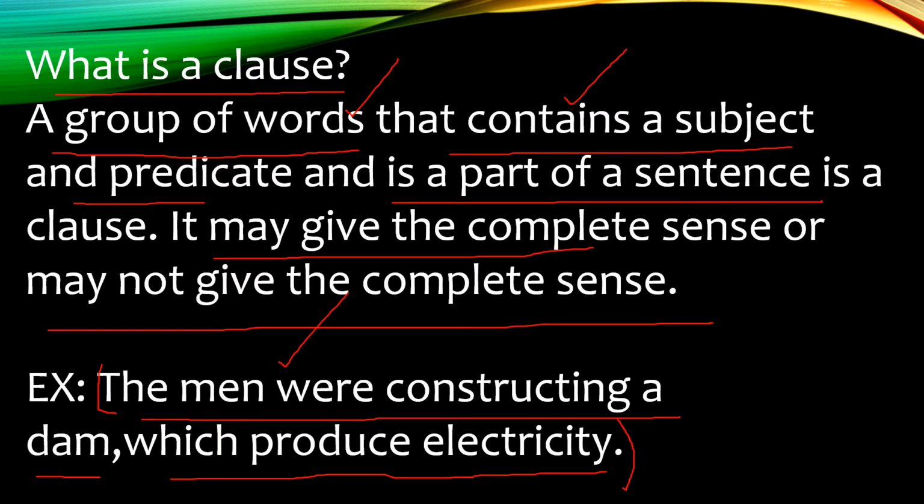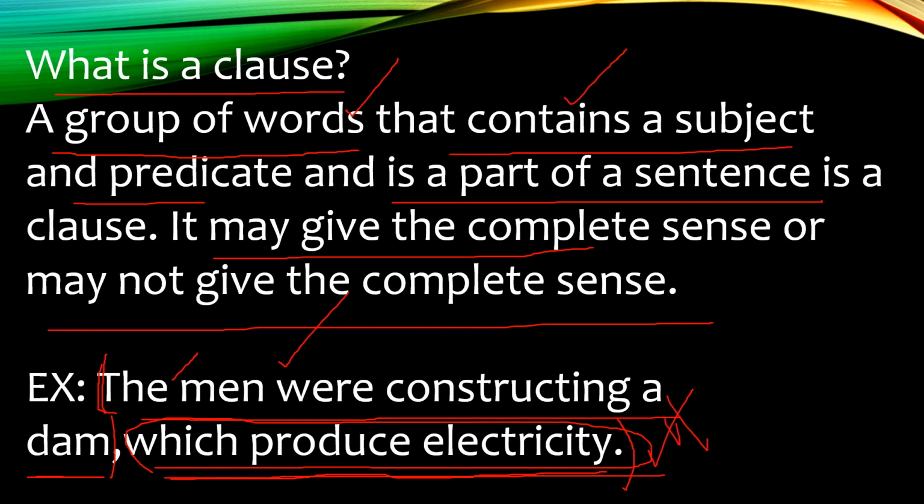Next, what have we known about clause? Another thing is, it may give the complete sense, it may not give the complete sense. So observe here, in the first clause the men were constructing a dam, which gives the complete sense. Understood? Which produce electricity, this part doesn't give the complete sense. Okay, the men were constructing a dam, that is a clause which gives the complete sense. Here is also a clause, another clause which produce electricity. It doesn't give the complete sense. Okay.